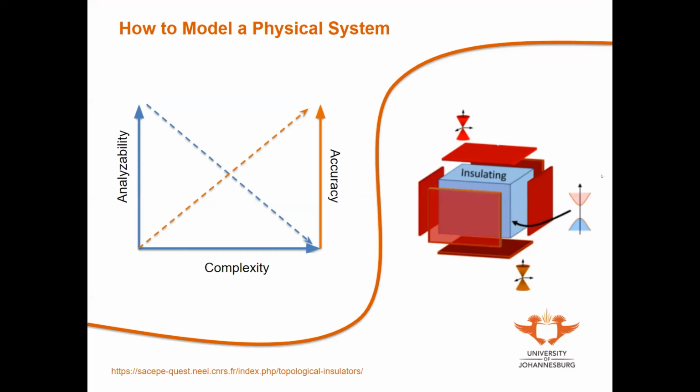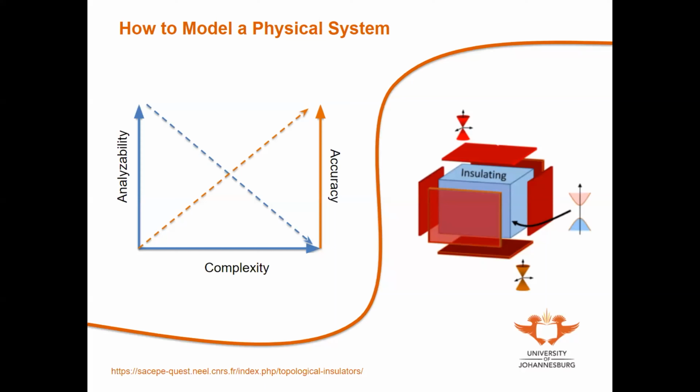Cool. So what we're having a look at is how to model a physical system. Generally, when you want to model a physical system or describe the Hamiltonian of that system, you are kind of stuck playing between two different things, depending on what you want to do. Either you want a really nice and analyzable simple model, or you want to go for a model which is quite complex, but very accurate.